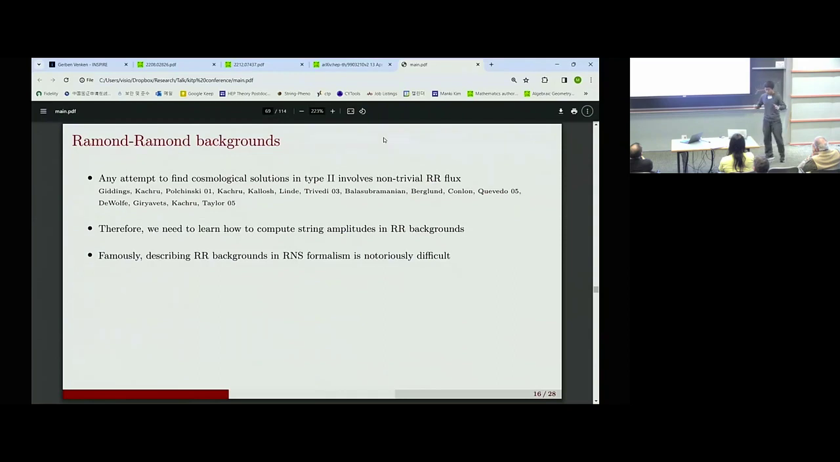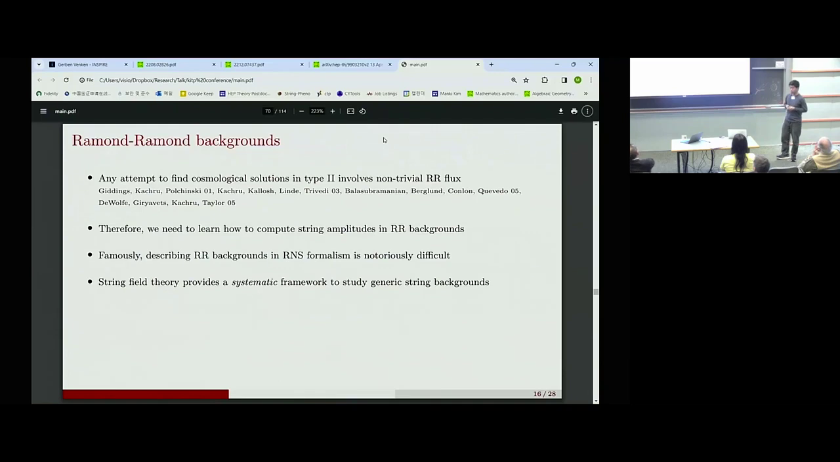Of course, we all know that doing RNS superstrings in Ramond-Ramond backgrounds is very difficult. But it is not the end, because there are some formalisms that you can use to study those backgrounds. I'll choose string field theory. The reason why I want to choose string field theory is because I learned in the past few years from Xi and Ashoke that string field theory is very systematic, very usable, easy to use. I really want to put an emphasis on that, to study generic string backgrounds, as long as you have chosen your problem carefully. Okay?